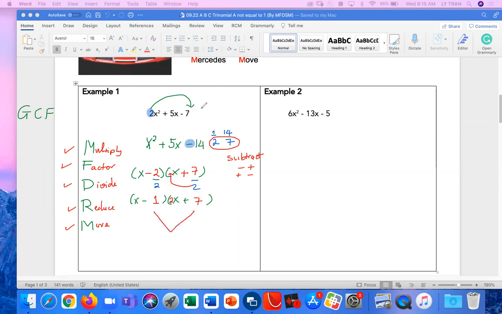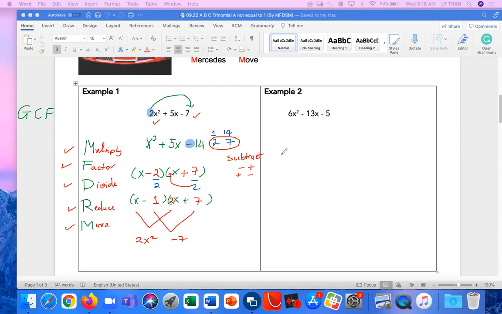Negative 1 times 7, does it give us negative 7? Yes. x times 2x is gonna give us 2x squared. So we got that. Negative 1 times 7 gives negative 7. So it does have what we started with, and that's telling us that we did it correctly. Okay. All right. Let's go ahead and try one more from here.